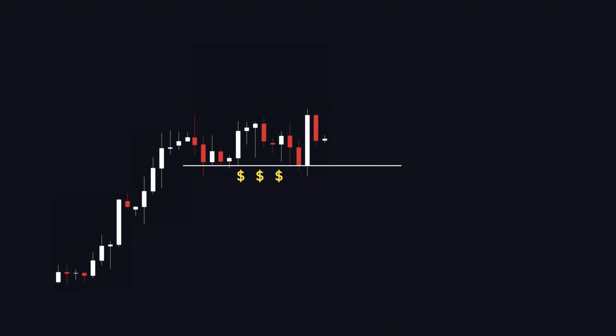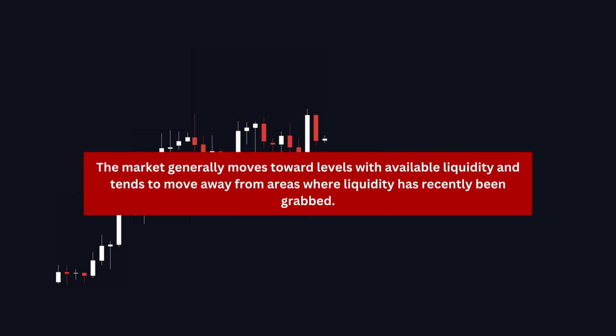Mainly equal highs and equal lows or multiple rejections, which we consider as key liquidity zones. We all know that liquidity is a key factor influencing price movements. Here's an important point. The market generally moves toward levels with available liquidity and tends to move away from areas where liquidity has recently been grabbed.